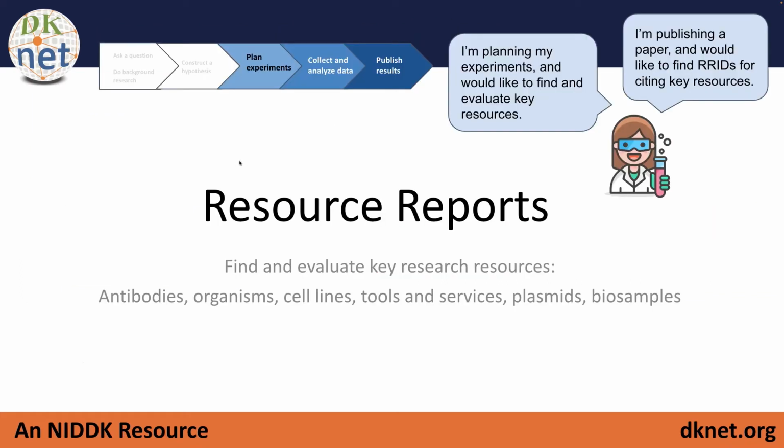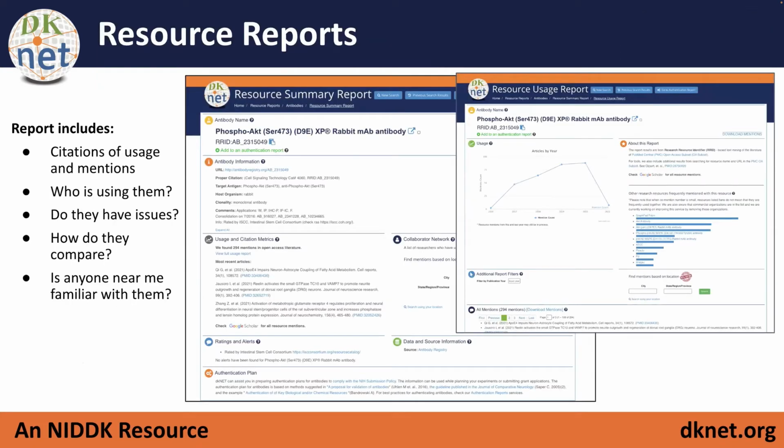So resource reports. This is the primary jumping off point. They're a standardized report that provides information about a specific resource, provides information on citations of usage and mentions, who is using them. As I mentioned, do they have issues? Is anyone familiar with them? What other resources? So on the right here, you'll see this blue graph that shows what other resources are associated with this particular antibody.